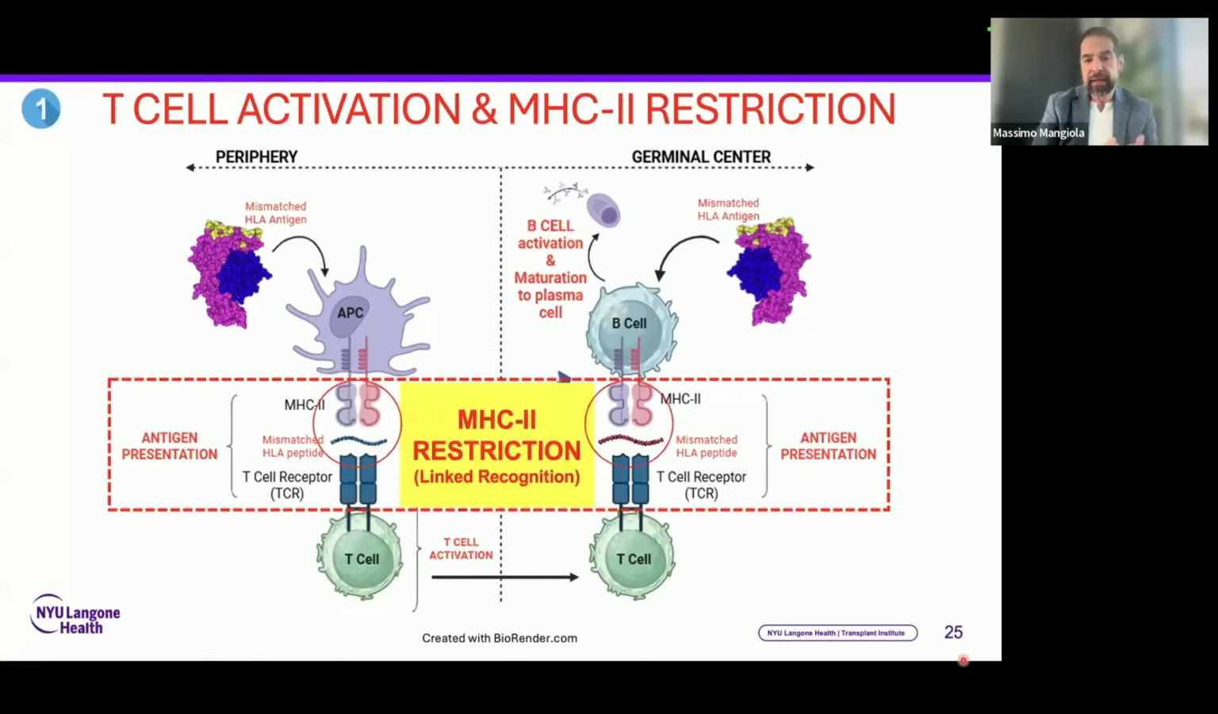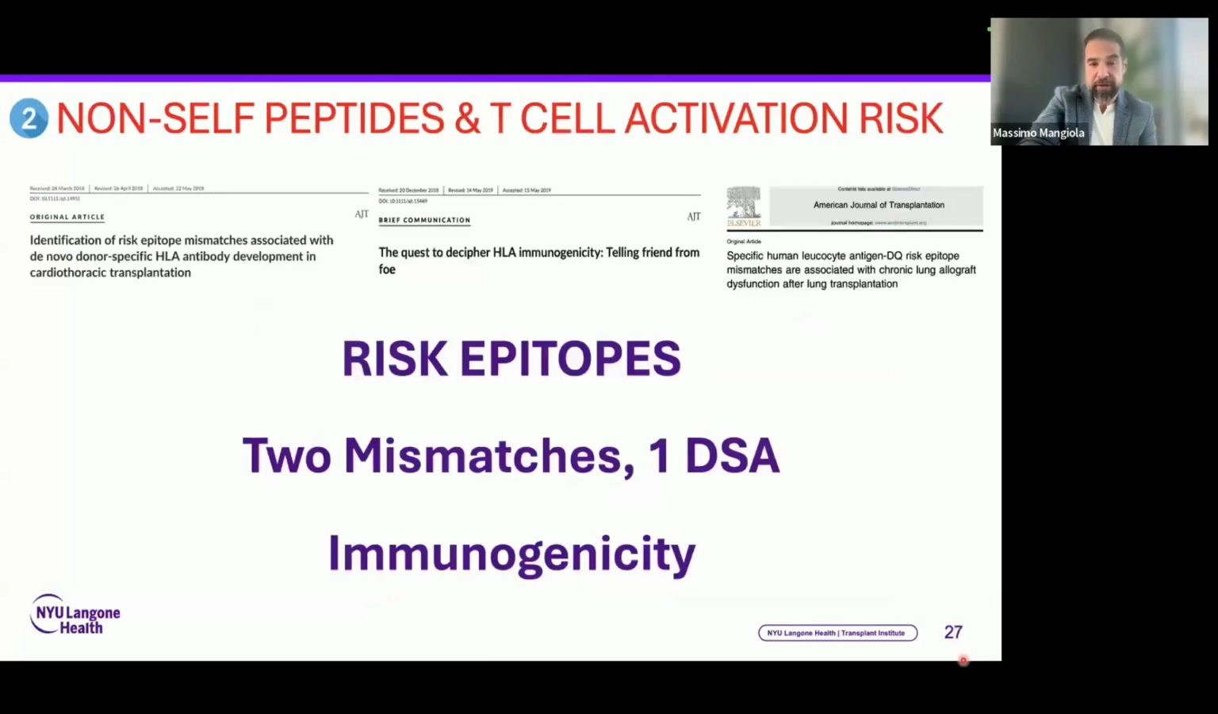And what these two mechanisms are linked to is this MHC restriction, so the capability of the MHC to present non-self peptide. And this is the wheelhouse of PIRCHE, this is what PIRCHE does for us. I'm sure that you have heard all these terms: risk epitope, eplet mismatch, DSA, immunogenicity. Those are incredibly important topics about the risk that these mismatch peptides pose to the allograft.